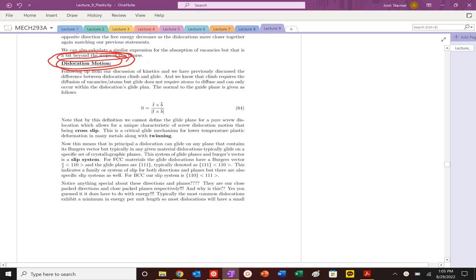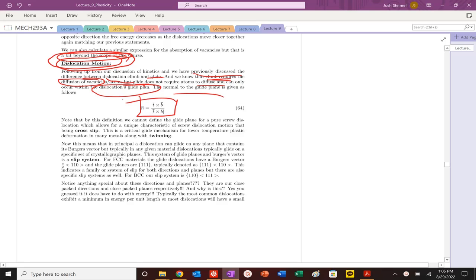So let's now talk about dislocation motion. We've talked about forces on dislocations. We derived that, and we distinguished the difference between glide and climb. So we want to look at dislocation glide, which is a stress-activated process.